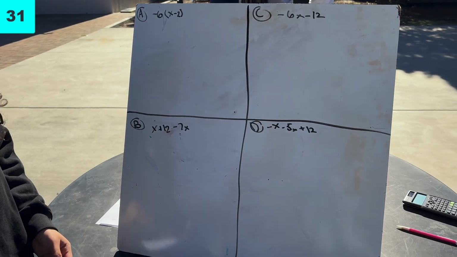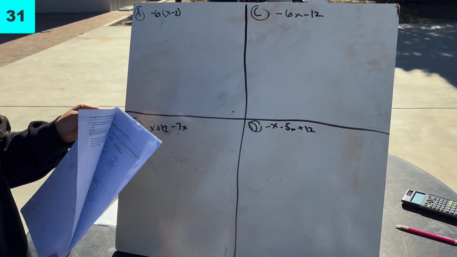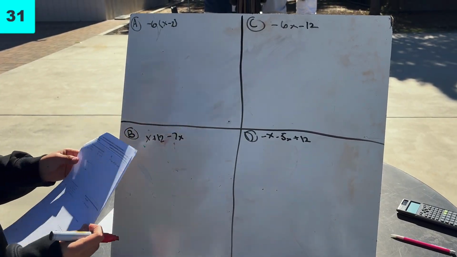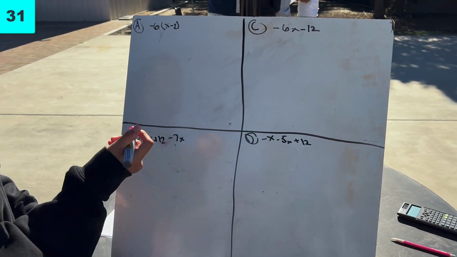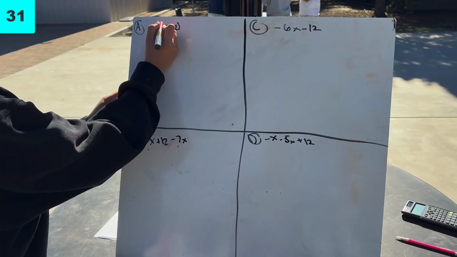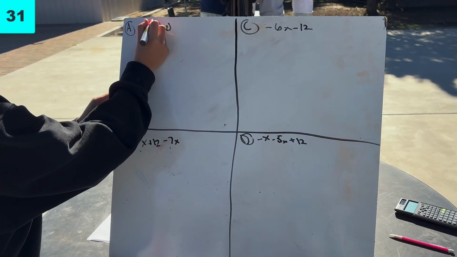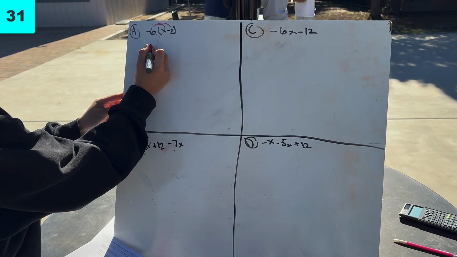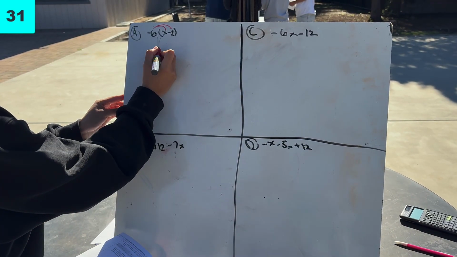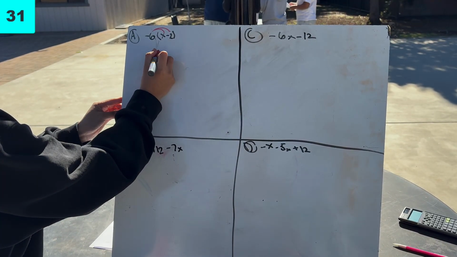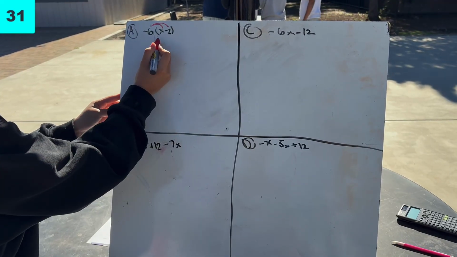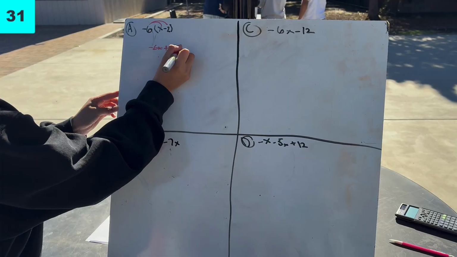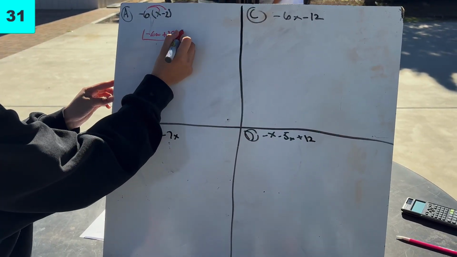Hi, me and my group today are going to be solving problem 27. And I'm going to be doing problem A. So basically, you're going to distribute -6 into those two. So -6 times x is -6x. And -6 times -2 is +12. And that's your answer.